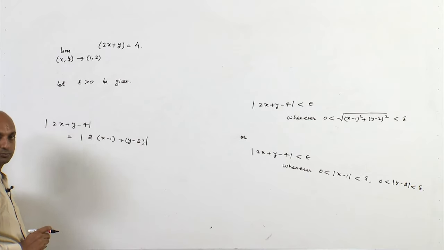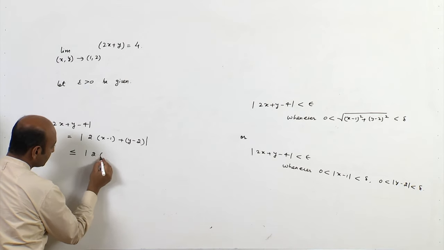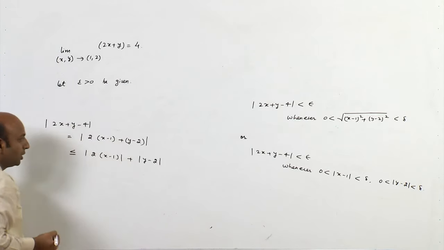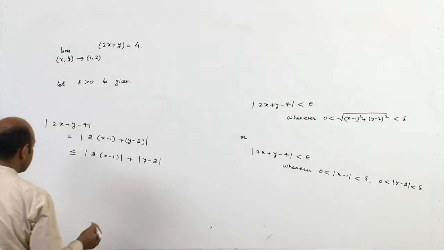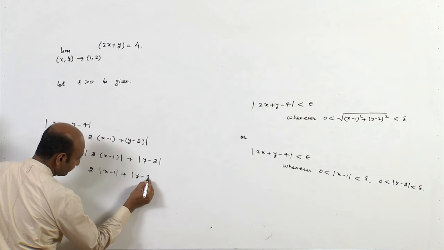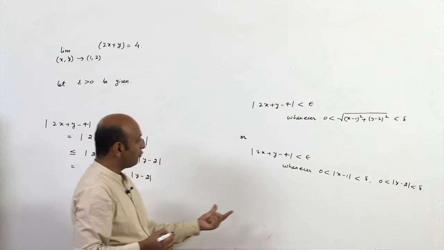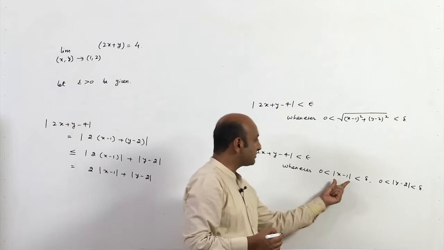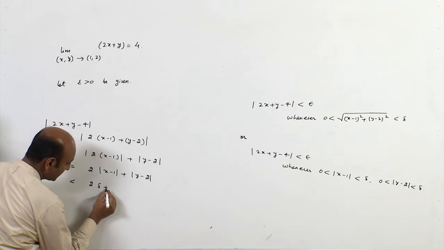Now, this is less than or equal to mod of 2(x minus 1) plus mod of (y minus 2), because mod of (a plus b) is less than or equal to mod a plus mod b. Now, this is equal to 2 times mod (x minus 1) plus mod (y minus 2). It will be better if you apply this definition because it is direct for this particular problem. Now, if mod (x minus 1) is less than delta, this is less than 2 delta and this is again delta, which is 3 delta.